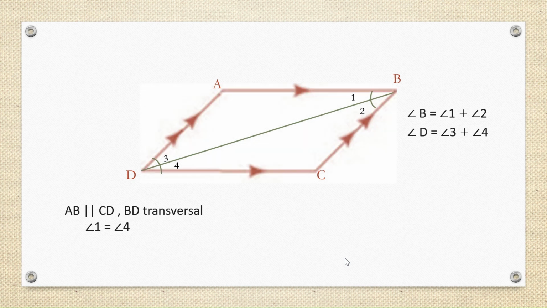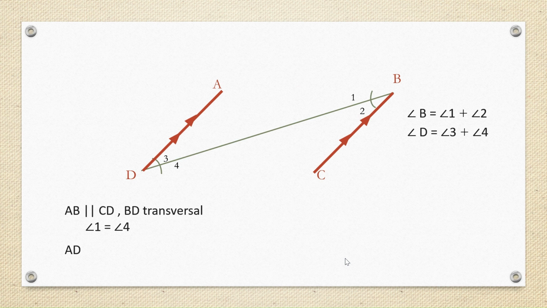Now again, if we consider the other two parallel lines, that is AD and BC, again BD is like a transversal to these lines, and angle 3 is made with the AD line, angle 2 is with the BC line. So again they are on either side of the transversal. Even these two alternate interior angles will be equal. So angle 2 equal to angle 3.